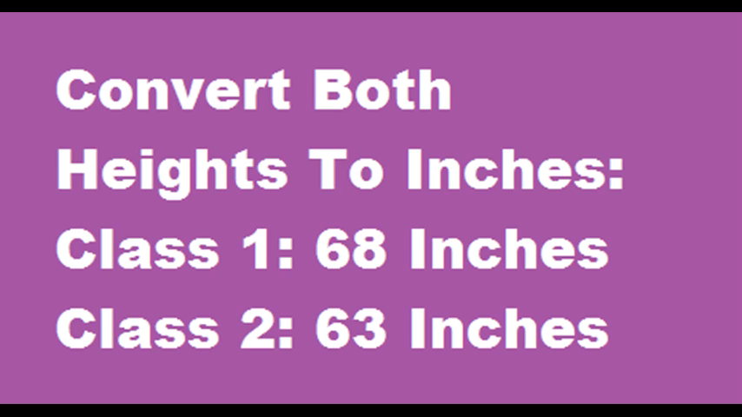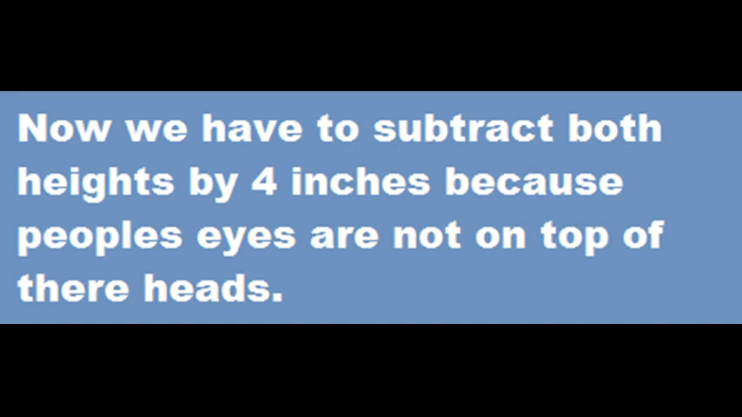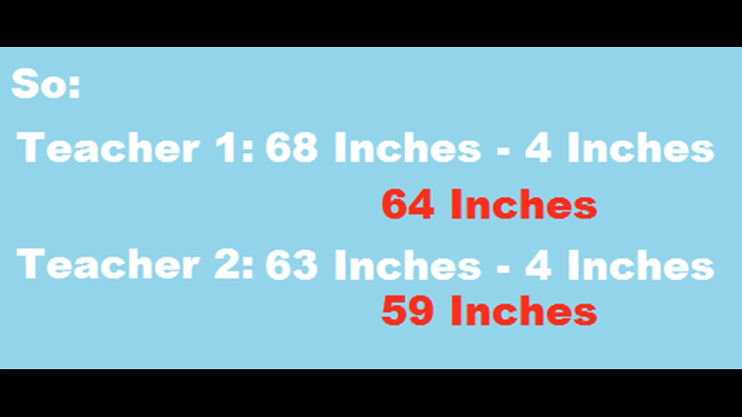Now we have to subtract both heights by 4 inches because people's eyes are not on top of their heads. So teacher 1's height is 68 inches. Subtract 4 inches from that and it's 64 inches. Teacher 2's height is 63 inches. So subtracting 4 from that would give you 59 inches.